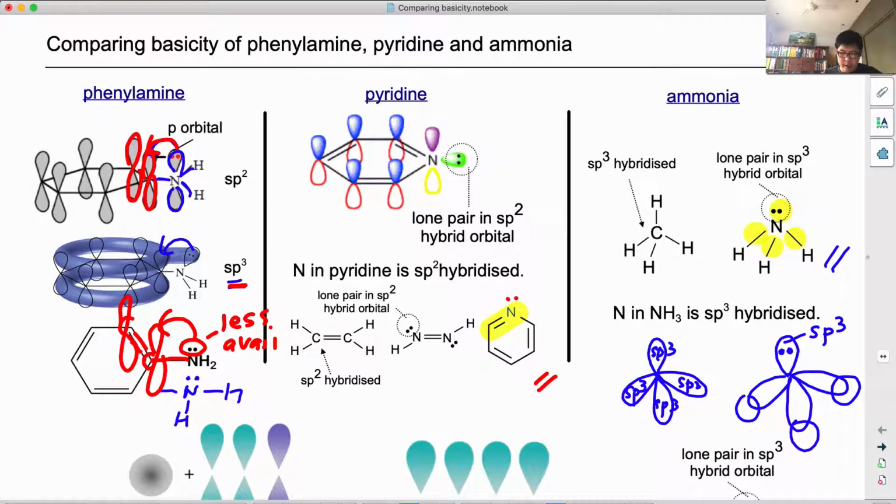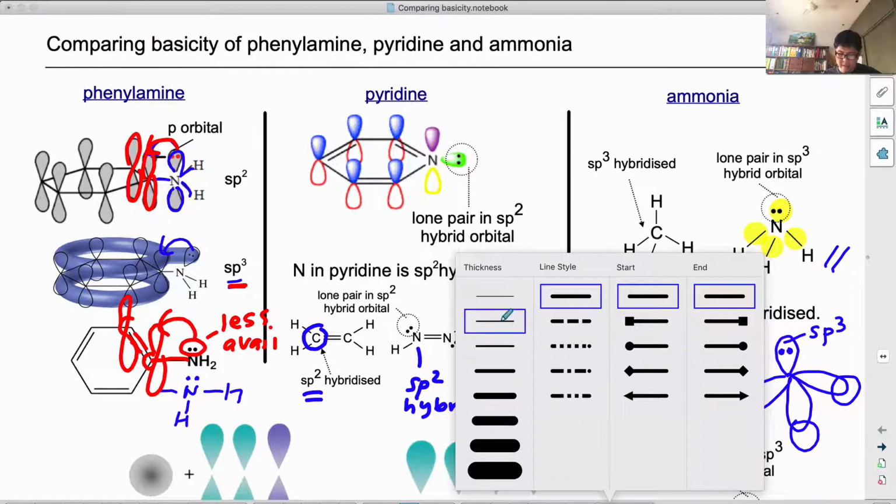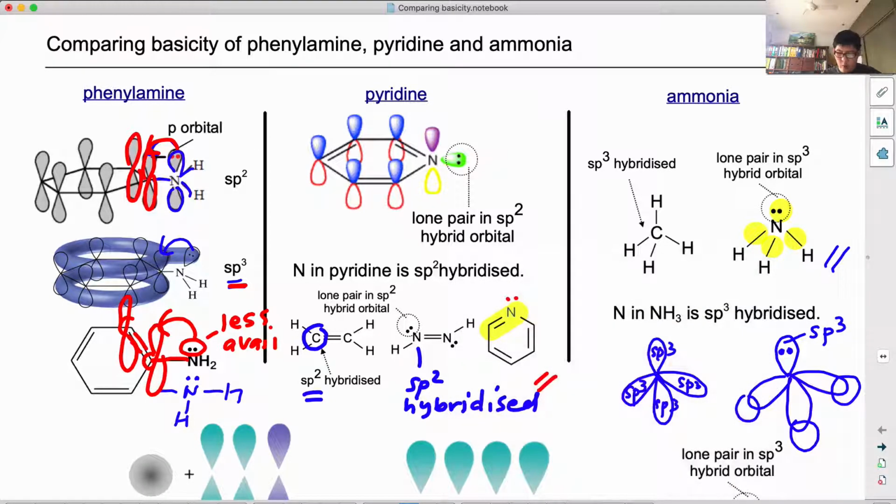ethene. The carbon here has a double bond and it's actually sp2 hybridized. The nitrogen here also has a double bond, and I want you to know this nitrogen is also sp2 hybridized. So can the lone pair delocalize then? Can the lone pair delocalize into the pi bond?